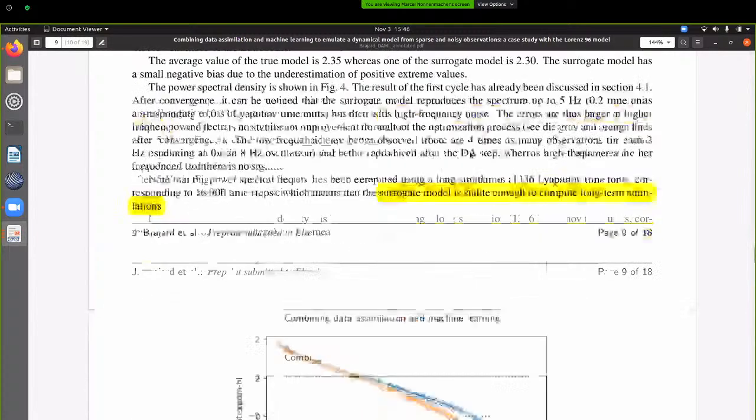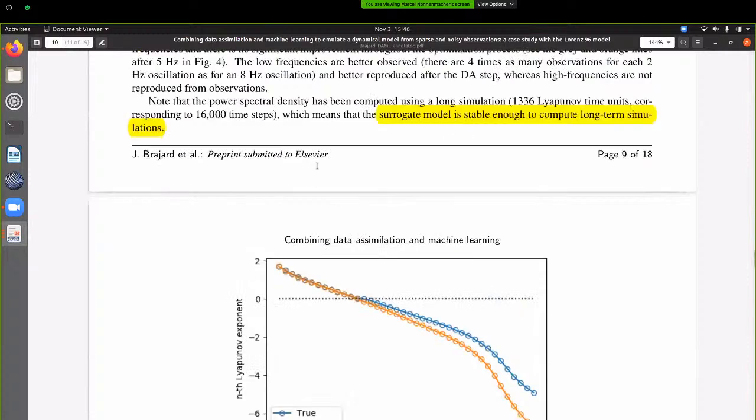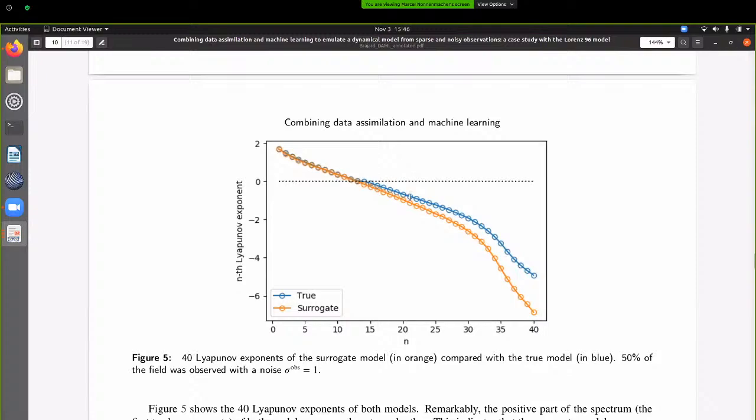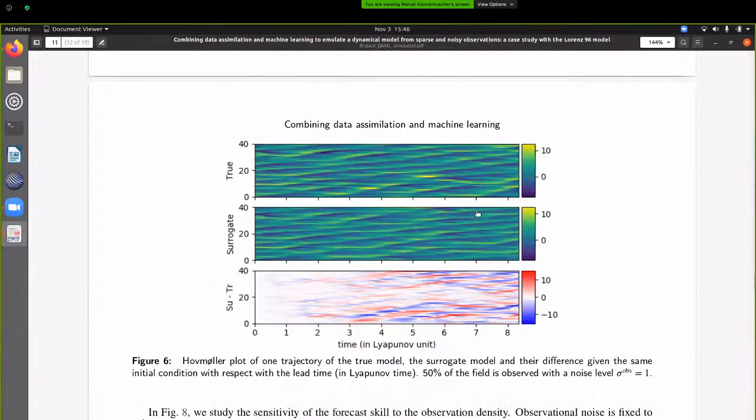Okay, so this is the full spectrum of Lyapunov exponents that they learn. It's not perfect, but at least all the positive ones are captured very well by the model that they just learned from these noisy, sparse observations. And this is an example rollout that we've seen in the beginning.